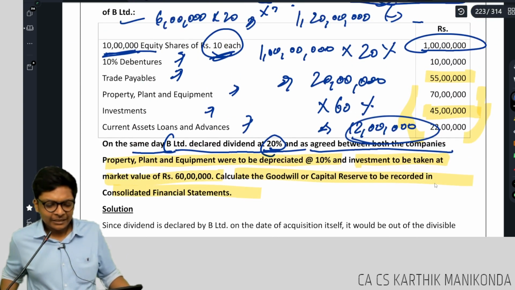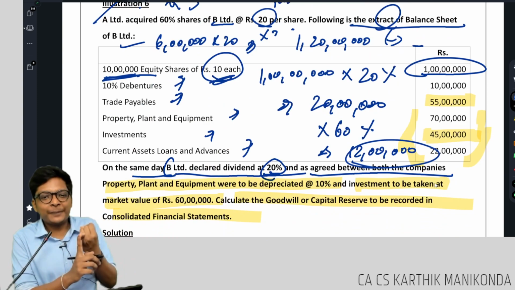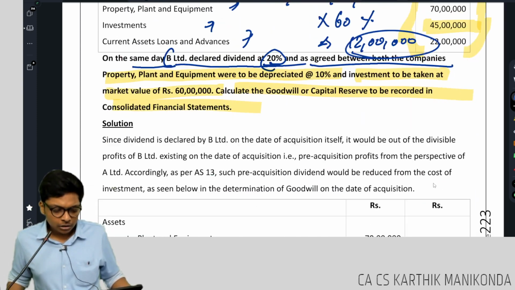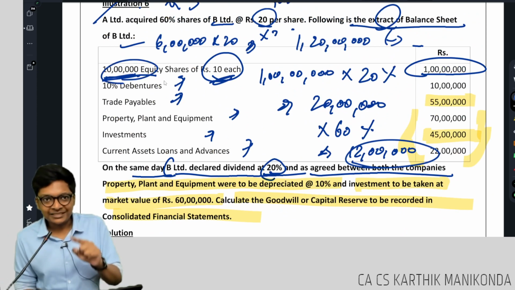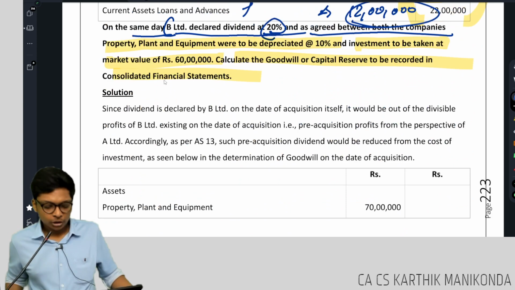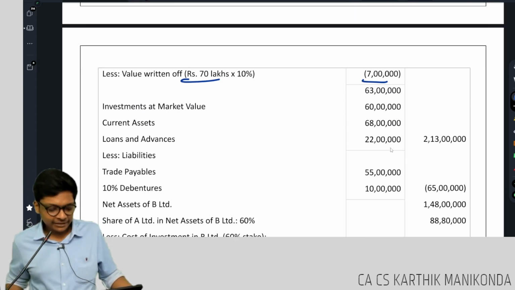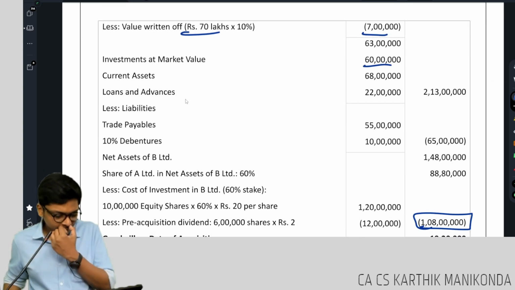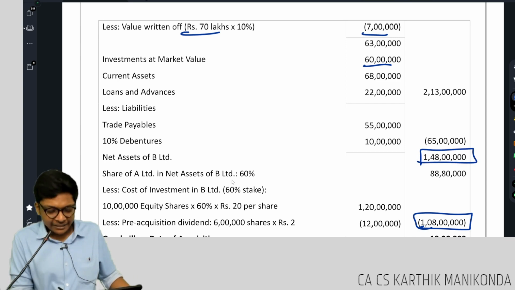Net assets: basically asset minus liability, subject to PP depreciated 10% and investment taken at 60 lakhs. Can I do here share capital plus reserves? No, because assets are going for a change. So, same way I am doing assets minus 10%, investments at 60 lakhs, rest everything will remain the same. So my net assets is 148, in that my share is only 60%, so it comes to 88 lakh 80.